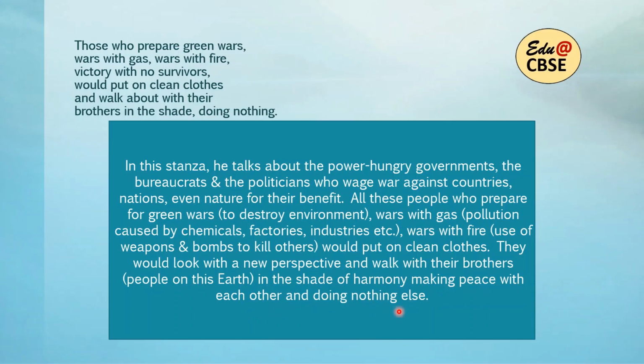So there'll be a new viewpoint. So people will understand that the destructive activities that they are engaging in are actually going to harm themselves.